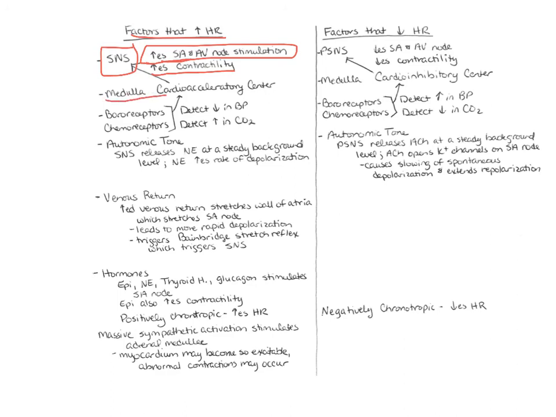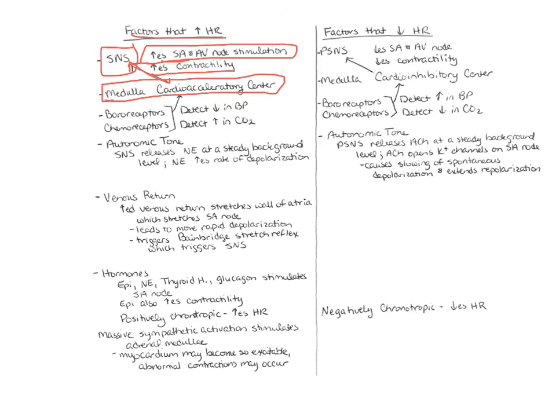There's also a center in the medulla oblongata called the cardioacceleratory center. When this center gets stimulated, it's going to stimulate the sympathetic nervous system, and then your heart rate increases. Okay.